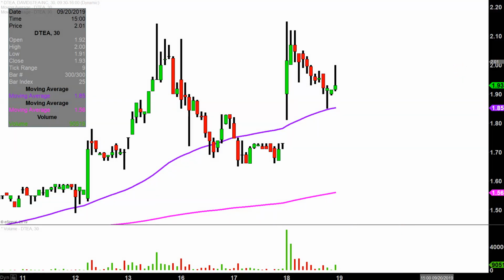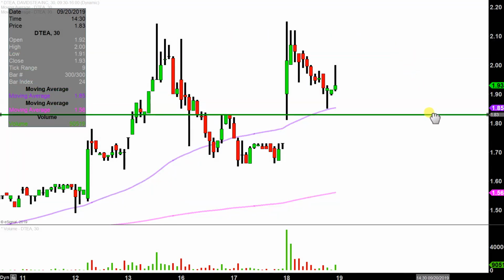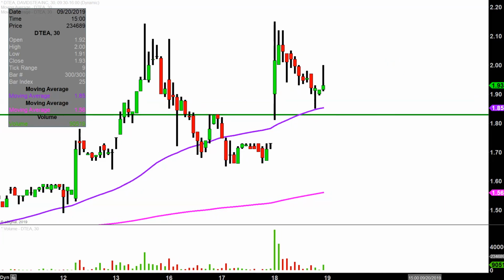I'm not going to call this area of support a do-or-die level, but I will say preferably you want to see the price stay up above $1.83. Why is $1.83 so important? Again, I'm not saying this is what's going to occur, but just to illustrate why, in my mind, this is very, very important. If the price were to go down to $1.83 and then break down through there and continue on down, what would you have at that point in time?